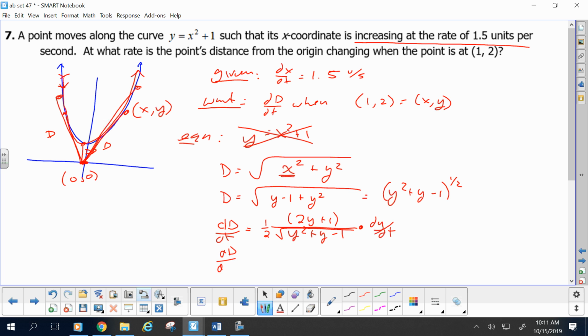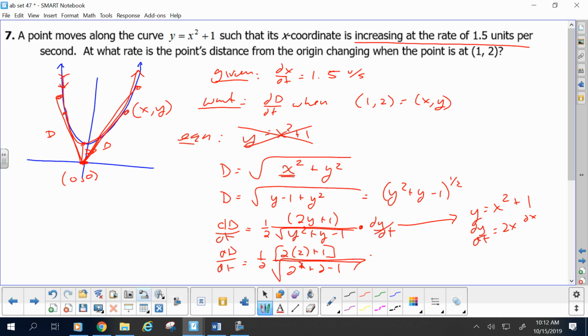dD/dt is 1/2, cool. 2 times, what goes in for y? 2. In the denominator, instead of y squared plus y minus 1, it's 2 squared plus 2 minus 1. And what is, shucks, well, you don't know dy/dt, yeah? That's okay though, because there's an easy way to find it. Go over here. Isn't y equals x squared plus 1 true? So what is dy/dt?